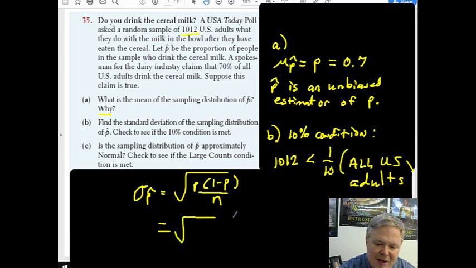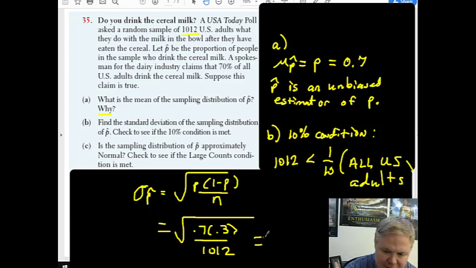Now we can find our standard deviation of p hat, using the formula square root of p times 1 minus p, divided by n. So it's going to be 0.7 times 0.3 divided by 1,012. That gives me 0.0144. So that's our standard deviation.